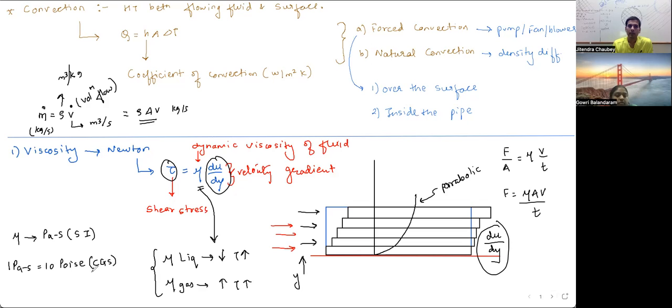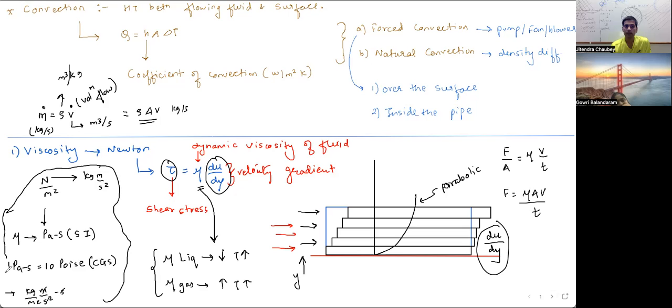Pascal is basically Newton per meter square. Newton is kg meter per second square. So they can trouble you by combining all these terms. Instead of giving you Pascal second, they can also write kg meter per second square upon meter square second. So this meter gets cancelled, and they might give you kg per meter second. So you should be able to convert these units.